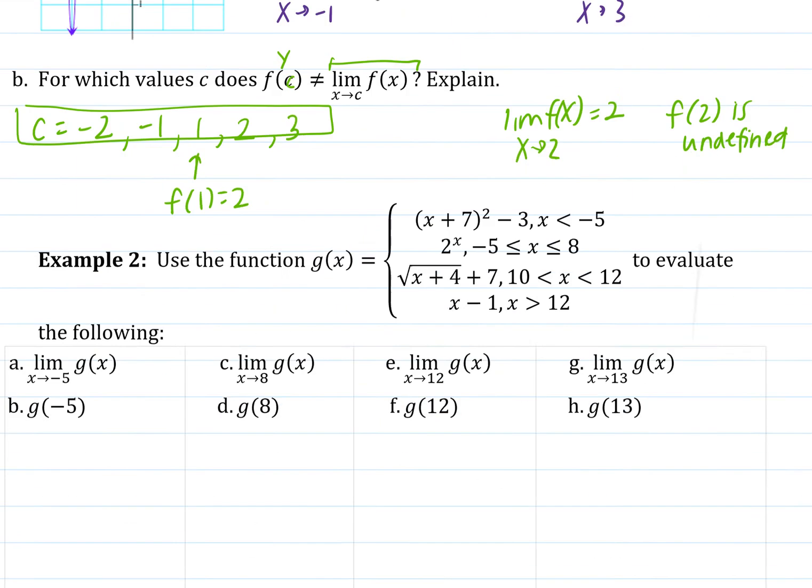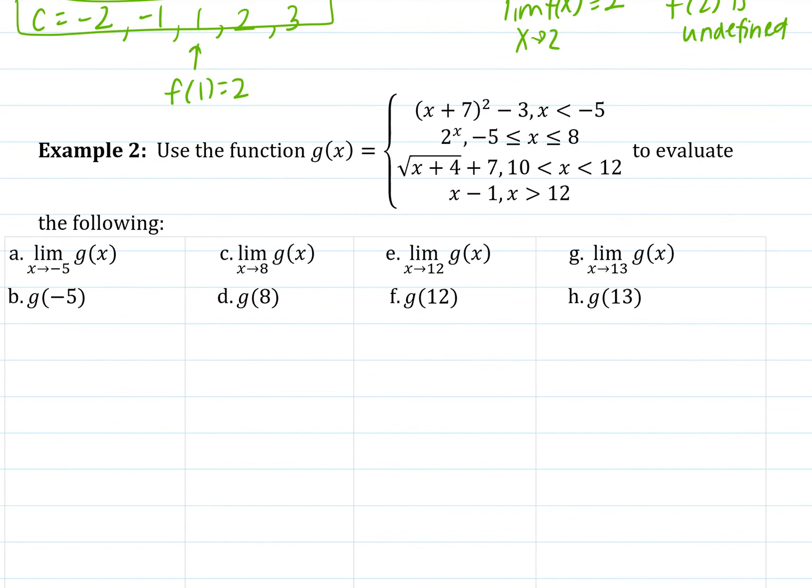Let's take a look at some piecewise examples. We're going to try to find a couple of different limits. Now, when I think about this piecewise function, sometimes it helps me to just get a sense of what's going on here in terms of the x values. So this first function, we can think of it as the quadratic piece, is happening where x is less than -5.